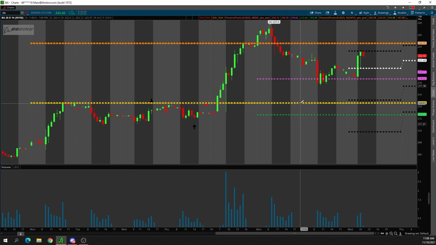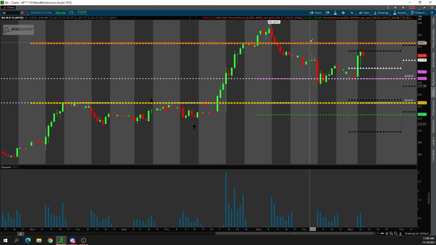You guys always see me come on over to this screen and start plotting where these support and resistance lines are from the Pearson's pivots.